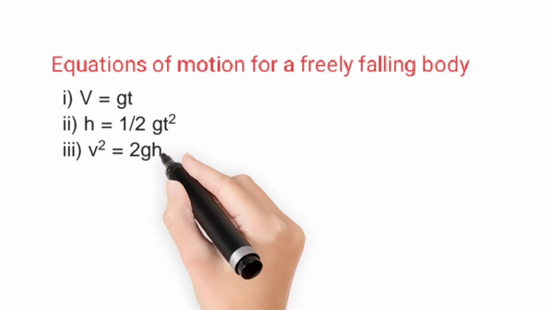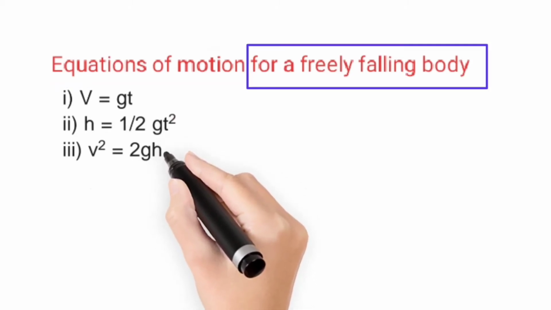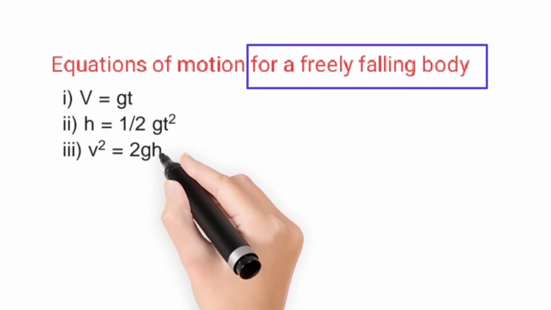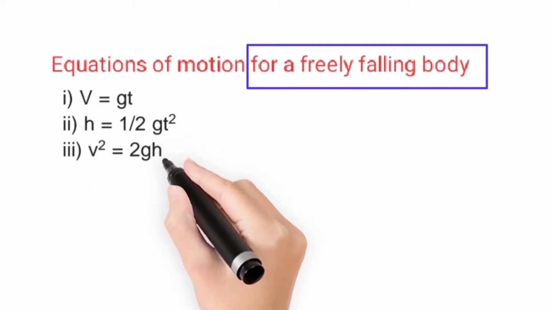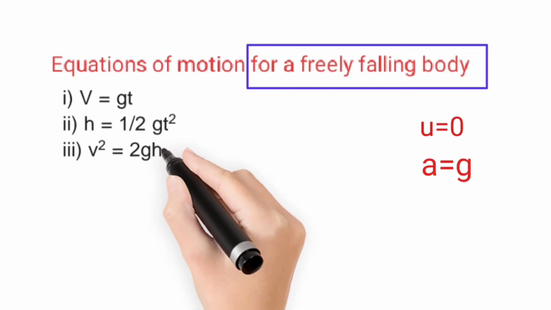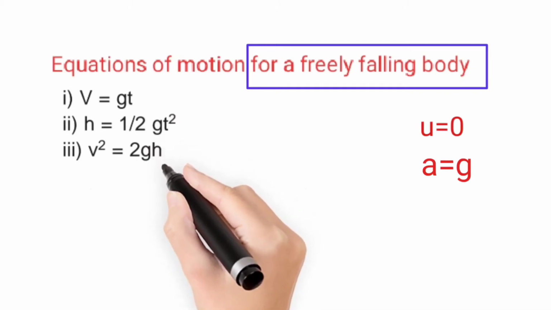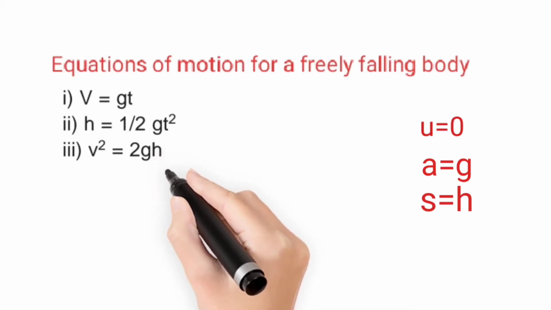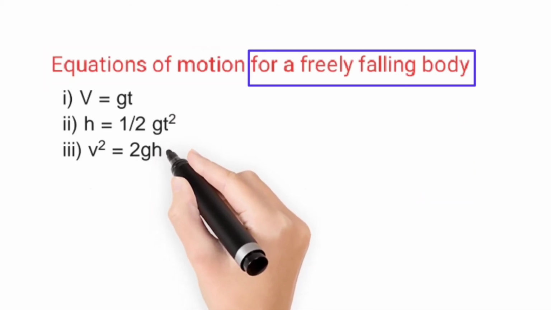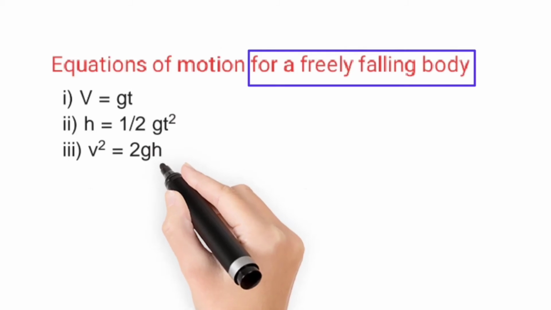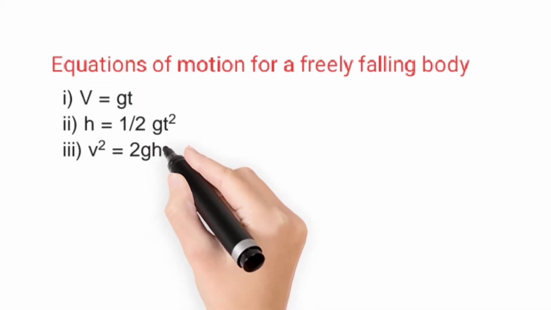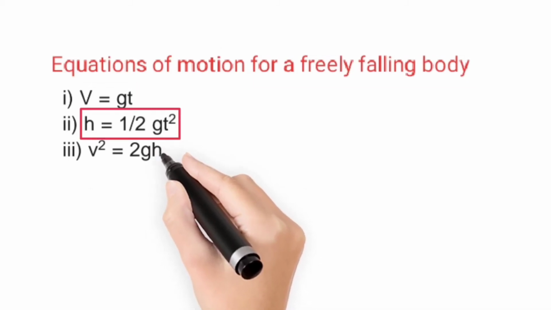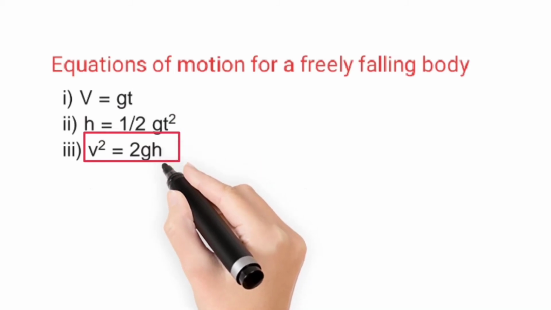Now we will discuss equations of motion for a freely falling body. For a freely falling body, initial velocity u is equal to 0, acceleration a is equal to plus g, and displacement s is equal to h. Now equations of motion for a freely falling body are v is equal to gt, h is equal to half gt square, and v square is equal to 2gh.